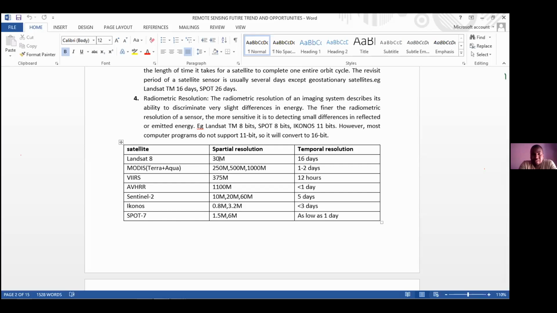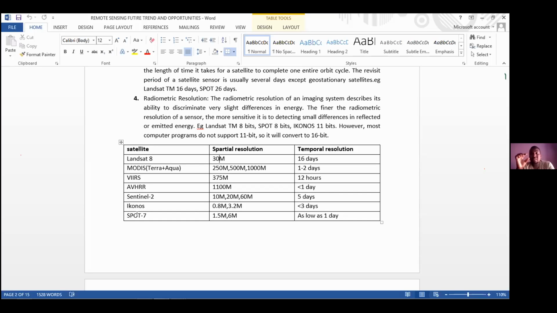But look at this, which we call Spot 7. The Spot 7 satellite has a spatial resolution of 1.5 meters, which means it's very strong. It can see very minute elements on the ground. And then it takes only 1 day. So you can get that image today, and tomorrow after another 24 hours, you're able to see the same place again.